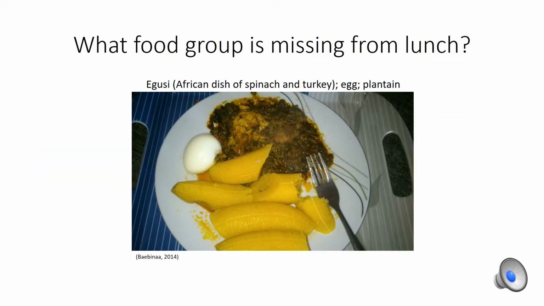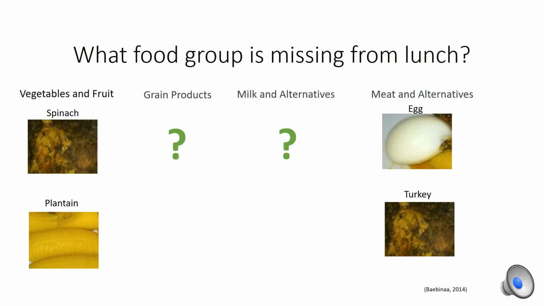In this lunch example, we have a goosey, an African dish of spinach, and in this example, turkey, with an egg and plantain. What food group is missing? There are actually two food groups missing from this lunch example, and that would be grain products and milk and alternatives. The spinach from the agouti counts towards the vegetables and fruit food group. The plantain counts as vegetables and fruit. The egg counts towards the meat and alternatives food group, as does the turkey.